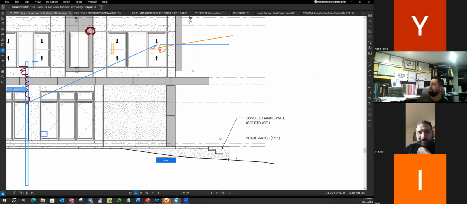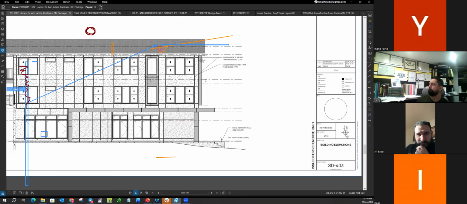So you can see this is a slab. The slab is a little bit above. Yeah, that's the one I'm talking about. We can just form a little stem wall there. Okay. I don't think it should be a big deal. They can just form that out.